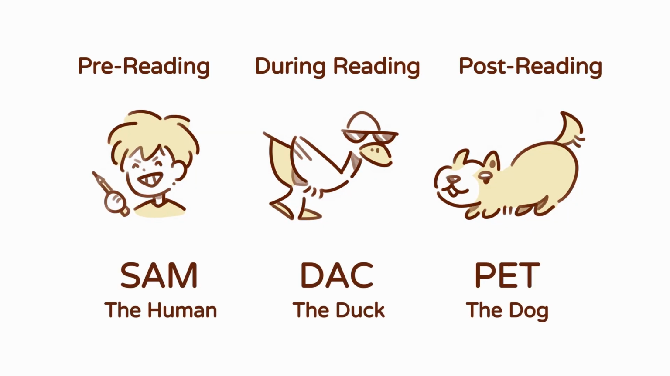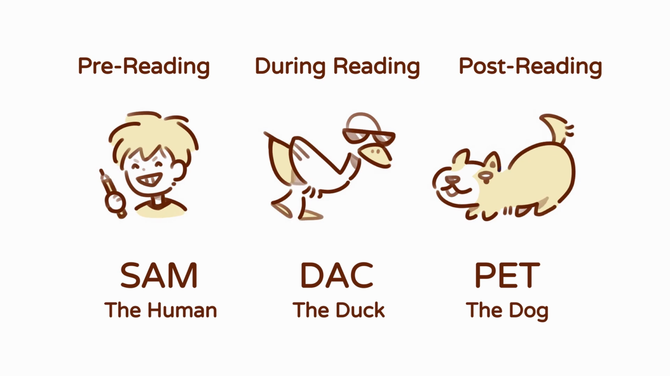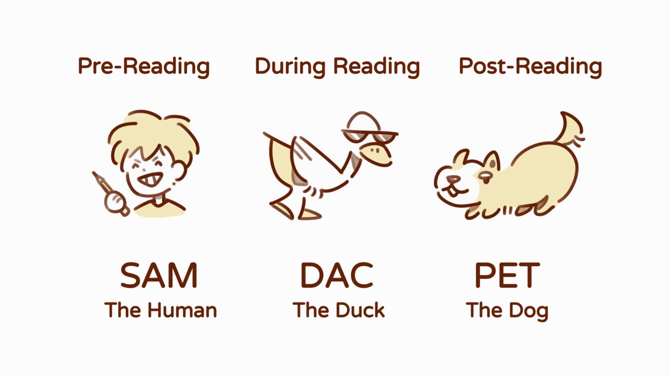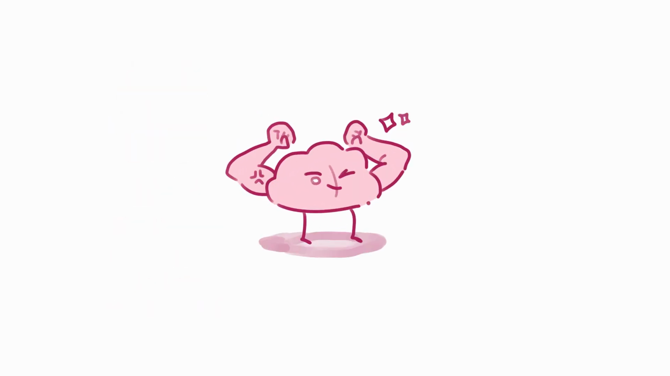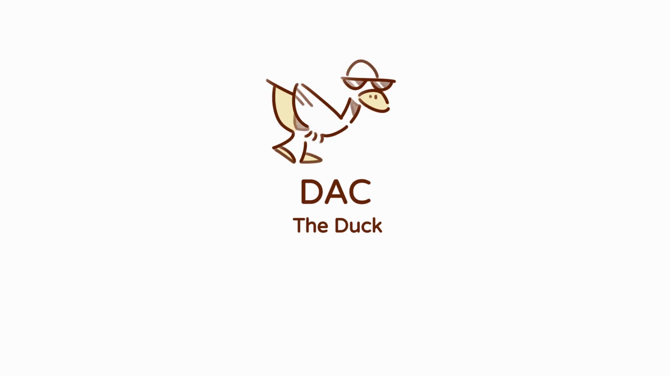Okay, how do you actually do active reading? The method that I find the most effective is SAM DAC PET. One of the many reasons I like SAM DAC PET is that it is broken down into the three components of pre-reading SAM, which stands for survey, activate, and make goals. The purpose of these is to get your brain prepared to learn while reading. Then we have during reading DAC, which stands for doodle, analyze, and connect.